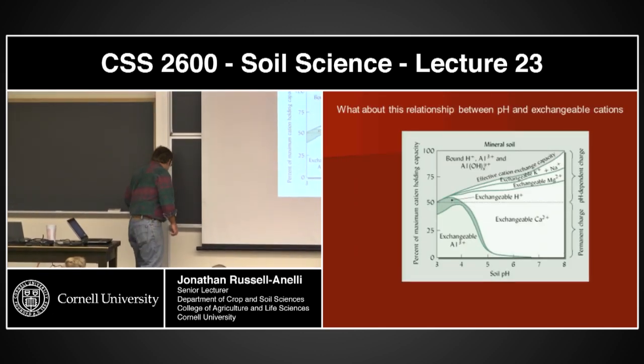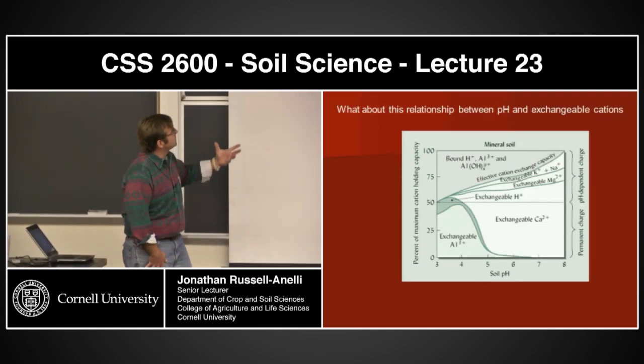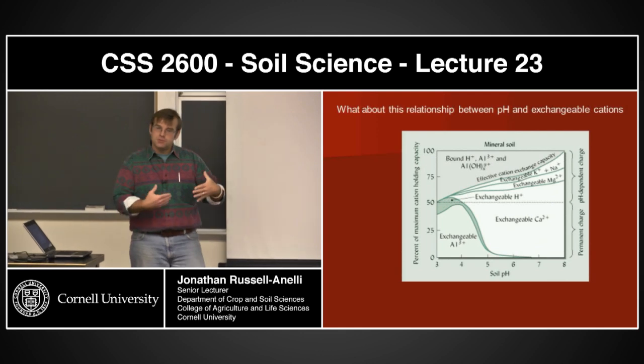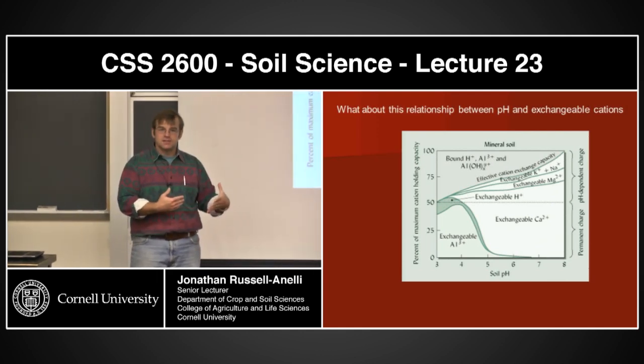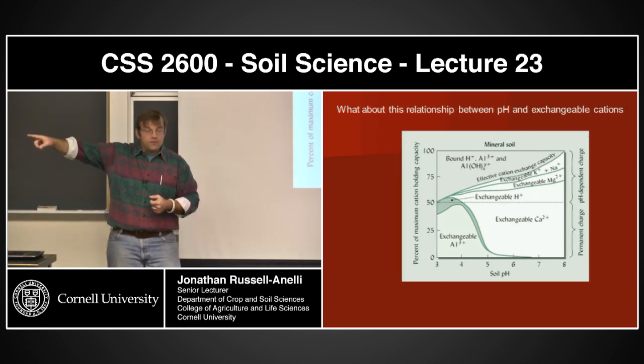I use these two slides as segues, and it's really the segue, what is this relationship between pH and exchangeable cations? Because you have to think about this. What happens to the CEC when pHs change? Now, I have a permanent charge associated with my cation exchange capacity, but I also have a pH-dependent charge, right? So that pool of base saturation is going to change based on the pH.